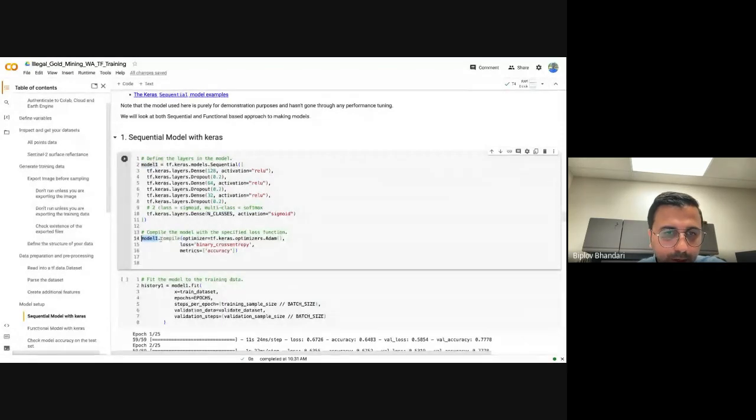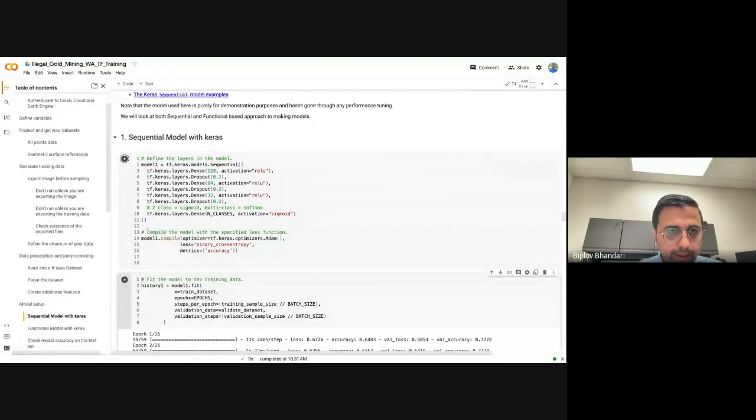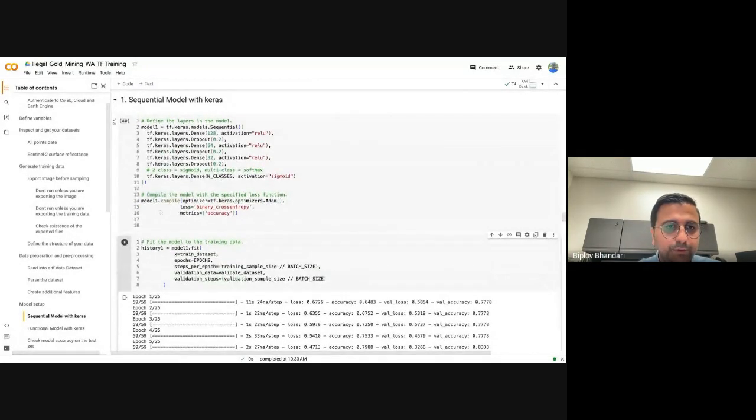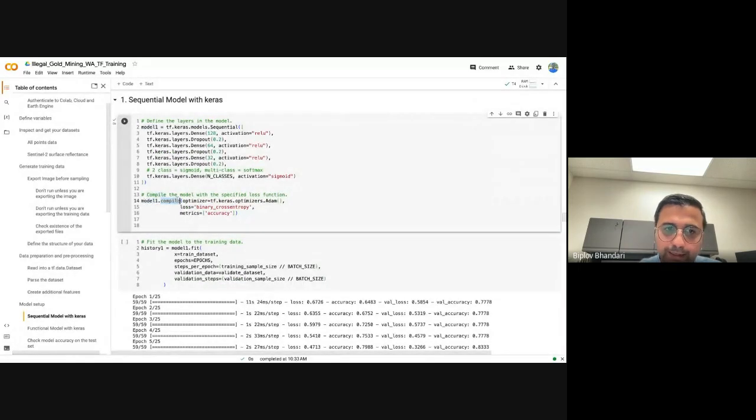And then we're going to compile that model. So we know the internal structure of the model, but we also need the optimizer, what's the loss function, and what are the metrics that we'll keep track of. So go ahead and run that. So you have a model that's compiled.